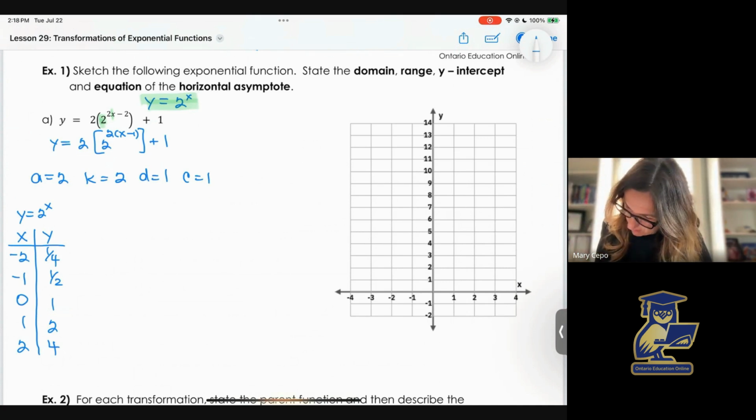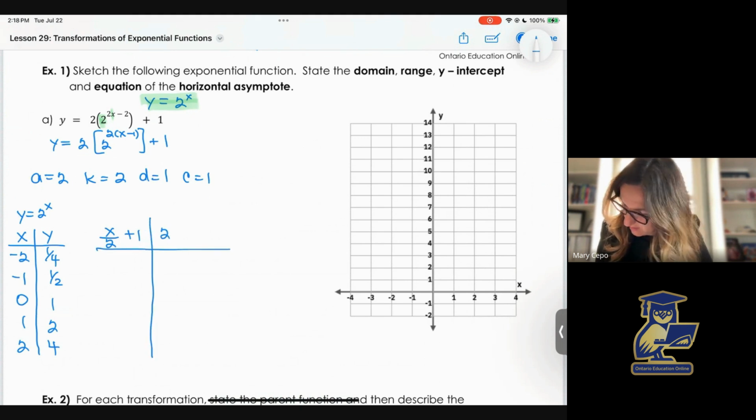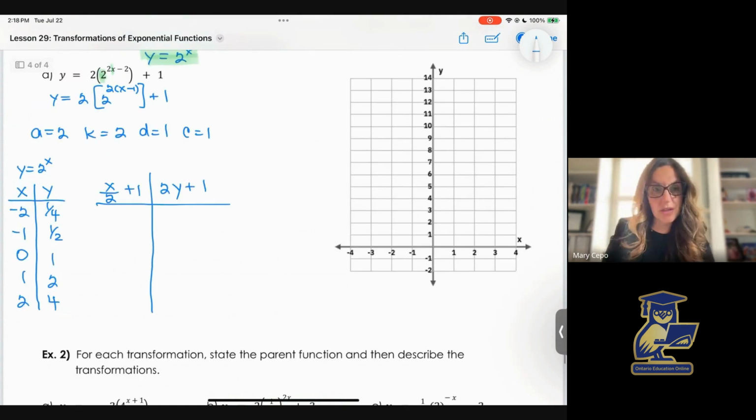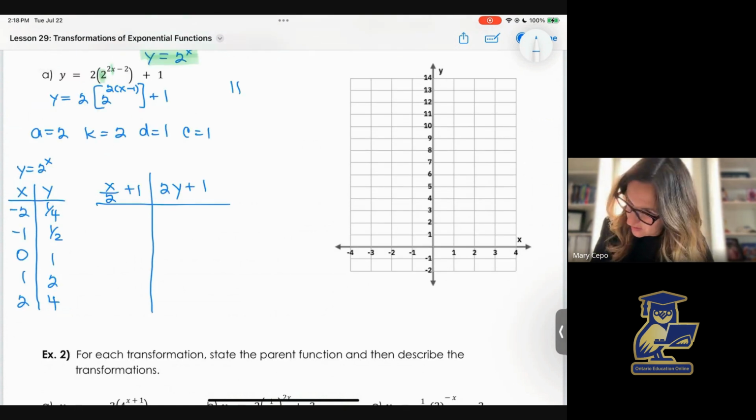So using our mapping notation, it's going to be x over k, which is 2, plus our d. And then we're going to say a times your y, so 2 times y, plus your c, which is 1. With that in mind, we know that the horizontal asymptote is always y equals c. Well, c is 1, so y is equal to positive 1.